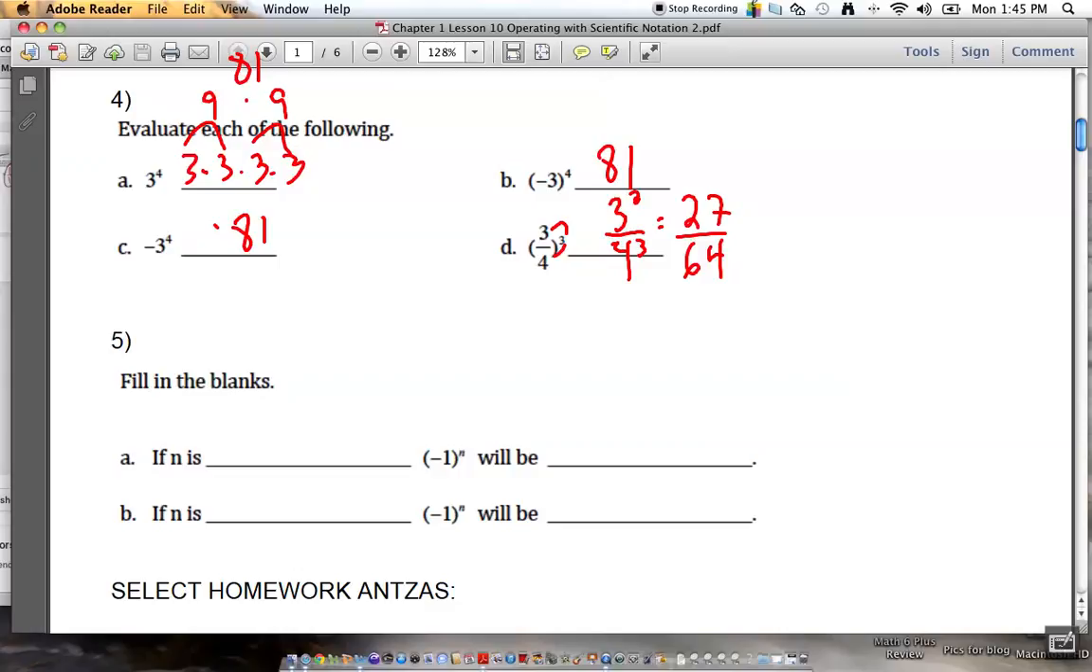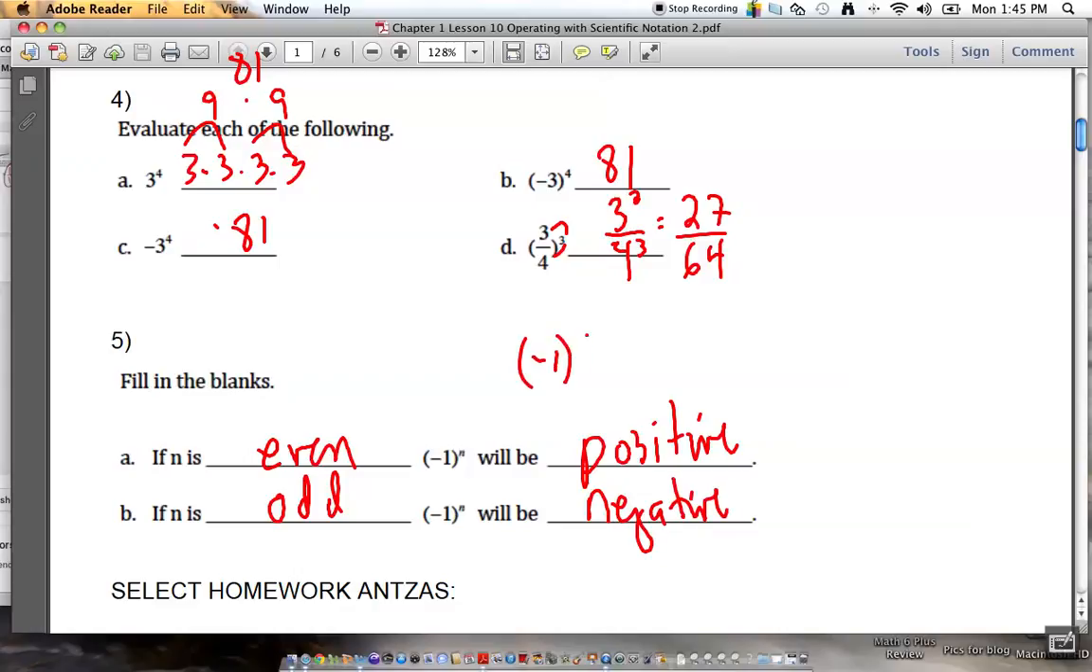If n is, now this was all part of the do it here. It's kind of hard to know what we're looking for here. If n is even, the answer will be positive. If it's odd, what will the answer be? Negative. Okay.